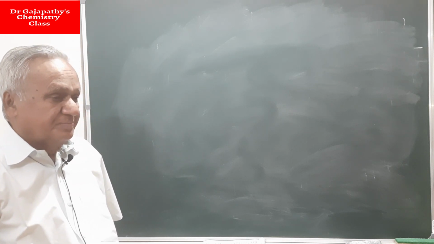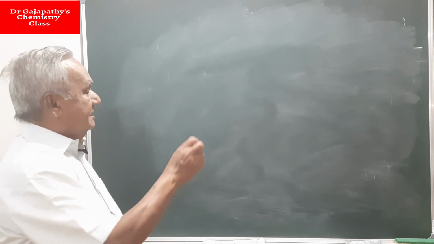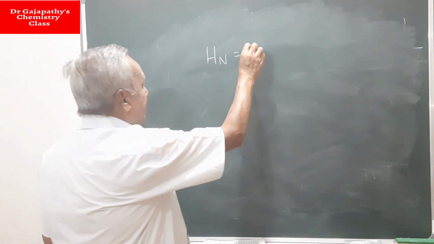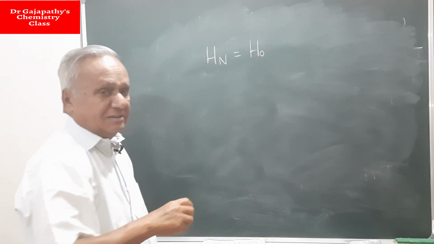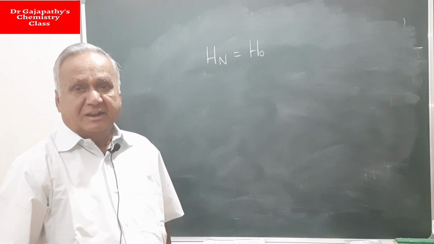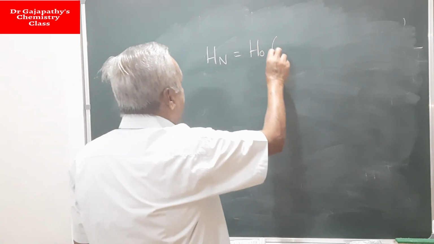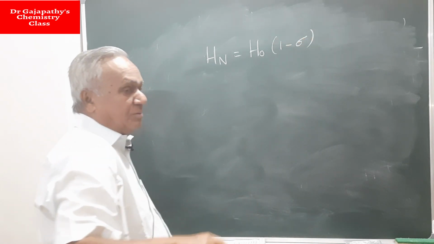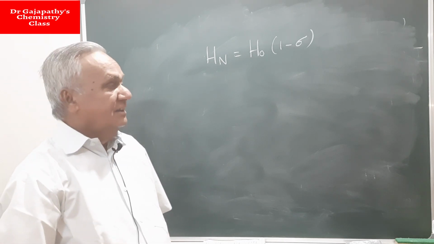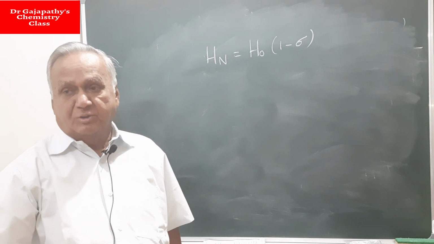In the last lecture, we mentioned the shielding constant. We said that the actual magnetic field experienced by the nucleus will not be equal to the applied magnetic field, because the surrounding electrons produce a magnetic field and oppose the applied magnetic field. So Hn equals H0 into (1 minus sigma), where sigma is called the shielding constant and sigma is dimensionless.